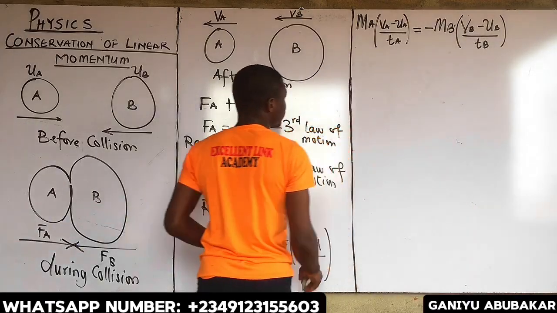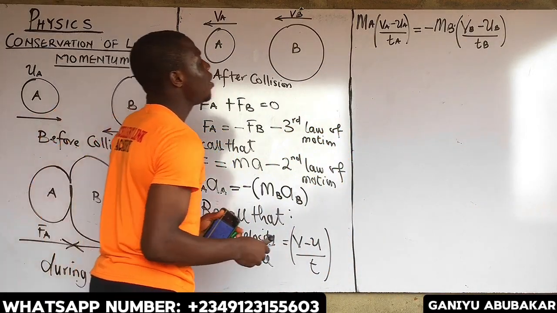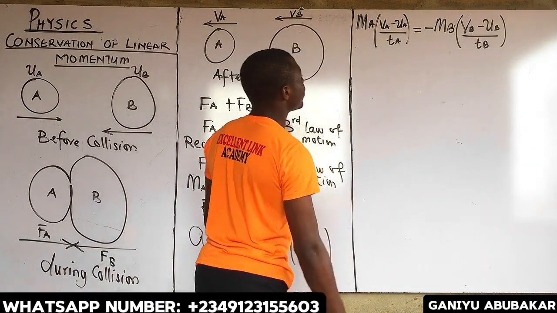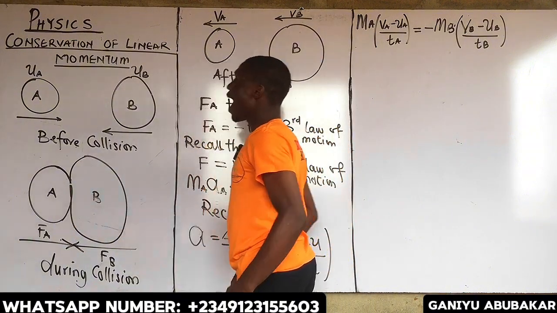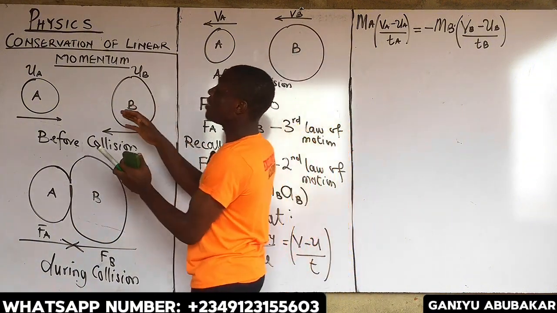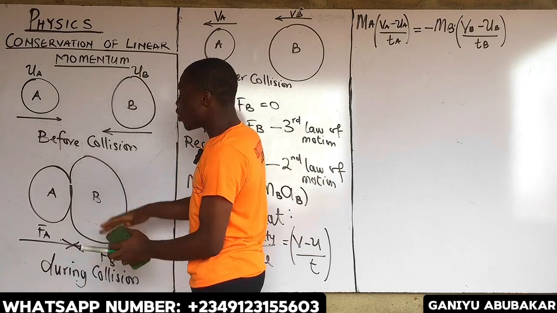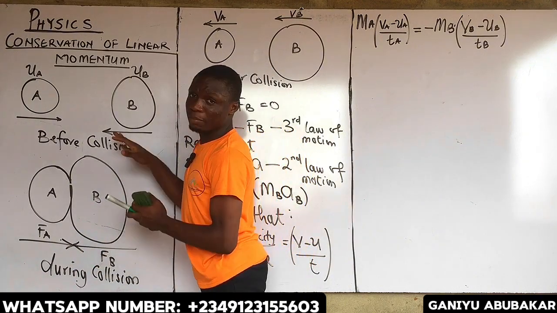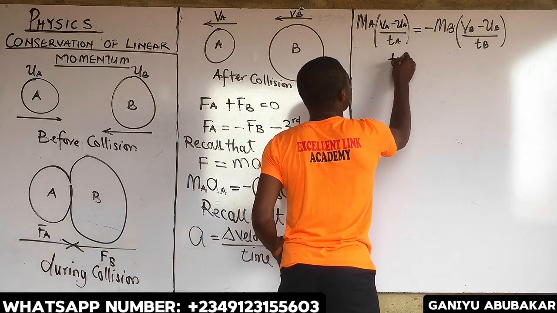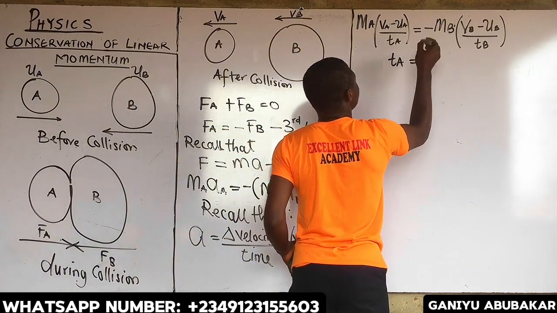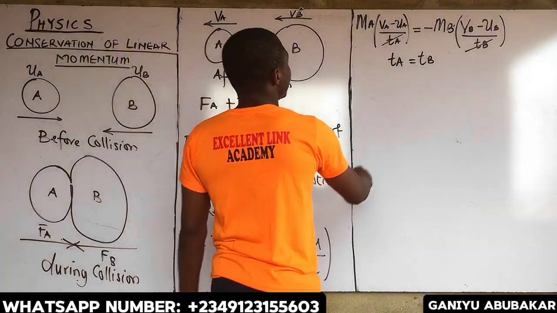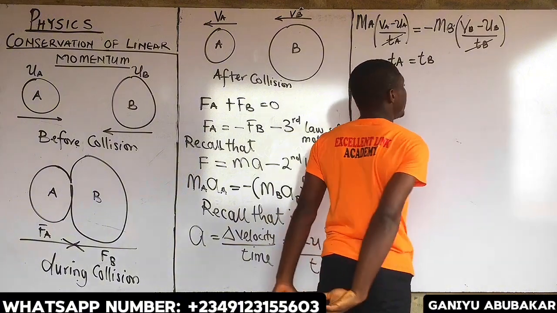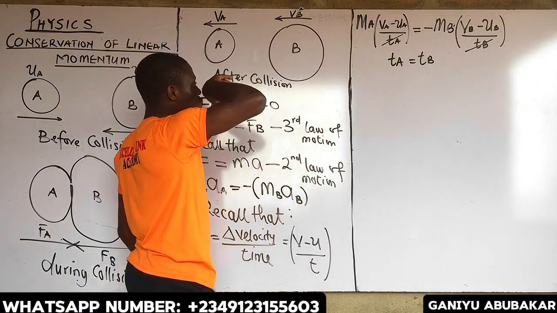I'm at this point here. What's my next task? Observe that these two bodies are hitting against each other at the same time. So during collision, this stuff occurs at the same time. So I'm saying that TA is equal to TB. It means that these two here cancel out. Mathematically correct.